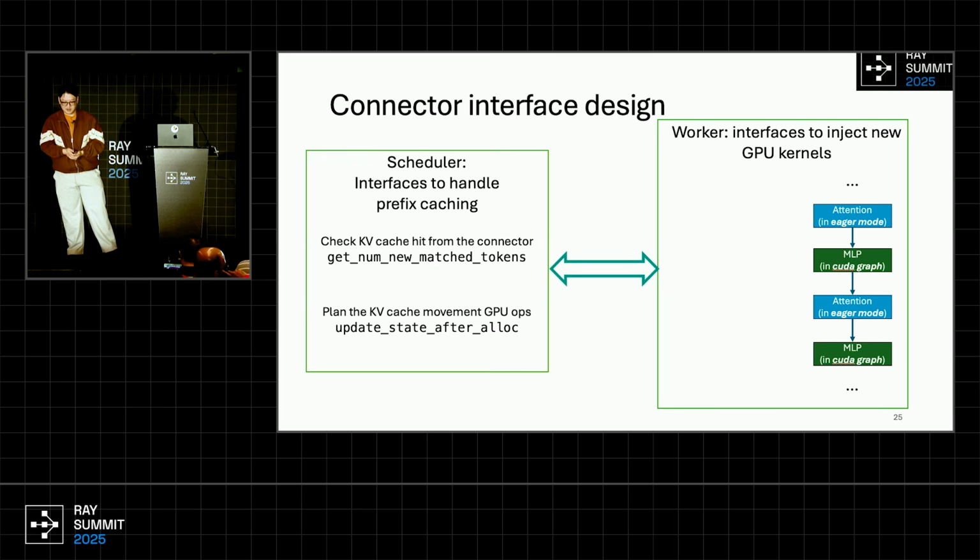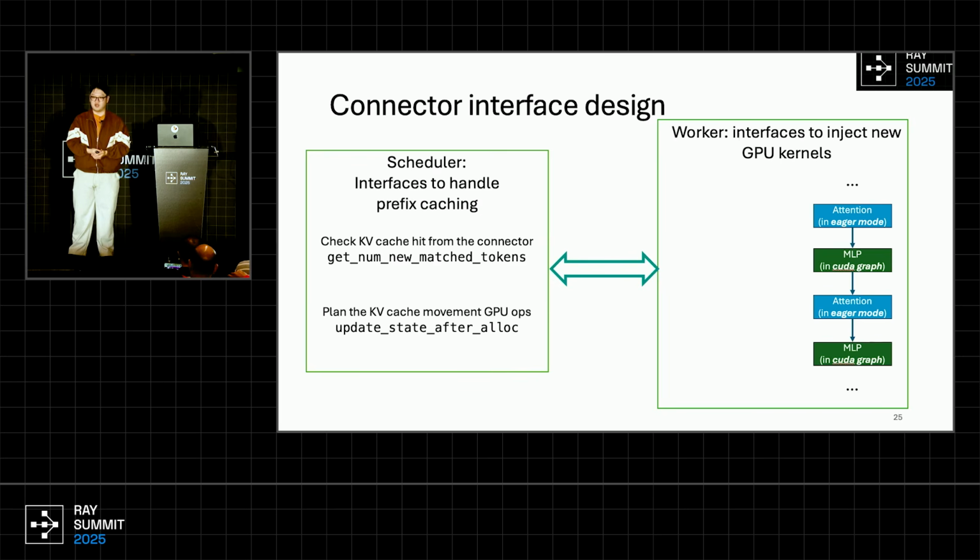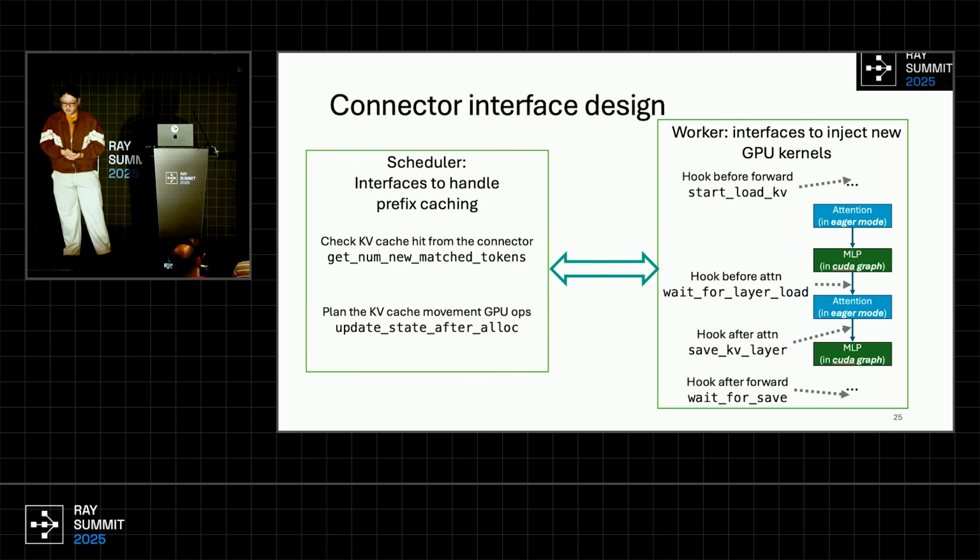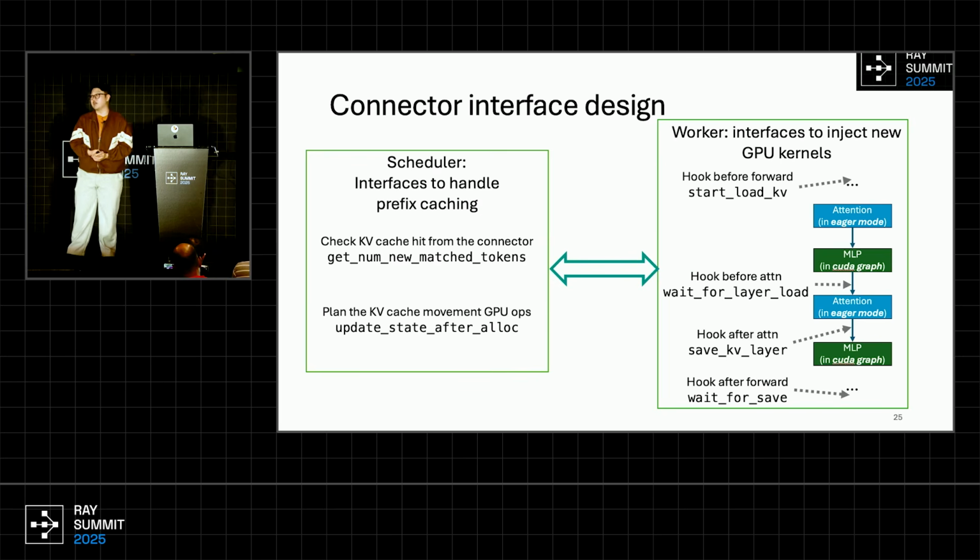And we are planning the KV cache movement GPU ops after the scheduling, because we need to prepare for all kinds of GPU ops and plan them ahead. For the worker, we have APIs before and after forwarding and before and after attention. So basically, our API provides a series of hooks for the implementation to hook into new GPU operations, and this facilitates, for example, loading and offloading the KV cache, synchronizing with the main inference stream, and trying to overlap with the communication.